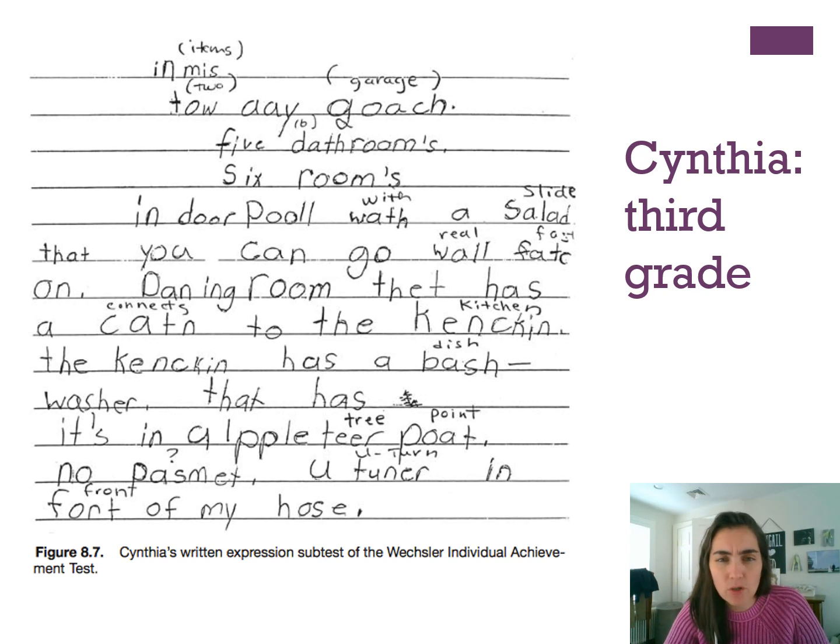Items, it says at the top. I think she's describing her house or her dream house or something. And she has sort of a title, I guess, items. 2-bay garage, 5 bathrooms, 6 rooms, indoor pool with a slide that you can go real fast on, dining room that has a cabinet that connects to the kitchen. The kitchen has a dishwasher that has, it's in Apple Tree Point, no basement, U-turn in front of my house. Okay, so that's her dream house.